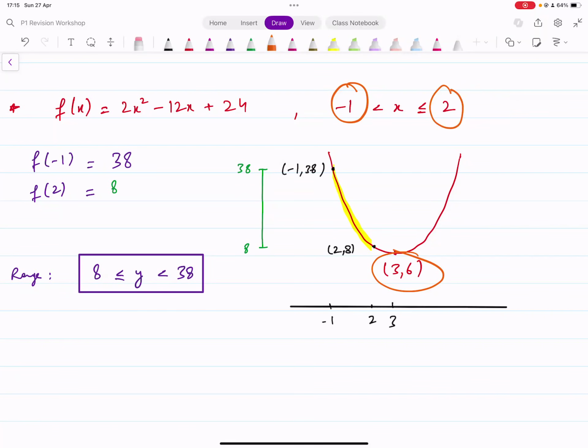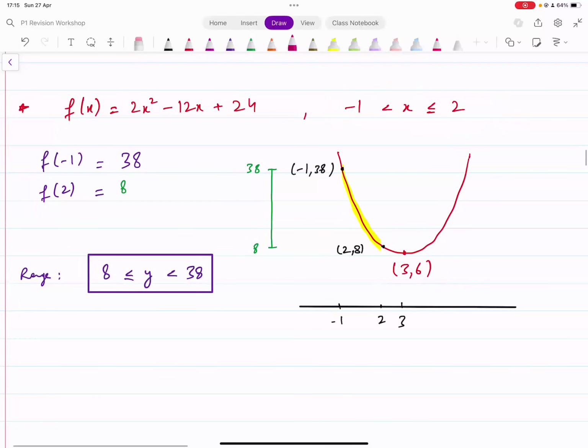Both of these x coordinates are less than the x coordinate of the turning point, so both of these points will be on the left side. So this is x equals 2. This is x equals -1. The value for x has to be between these 2 points. So now this is the valid part of the graph, the shaded part.